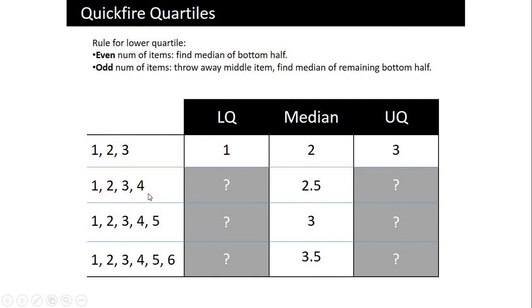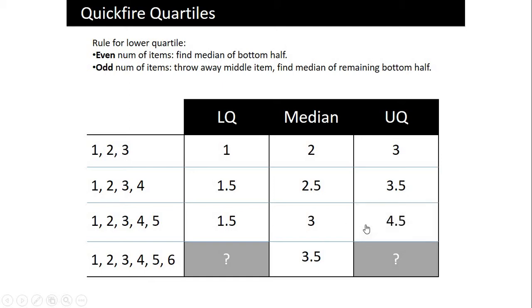Here, for an even set of values, we are splitting the data in the middle and finding the median of the lower two values. So that will be a lower quartile of 1.5, and the upper quartile will be midway between 3 and 4, so 3.5. For the values 1 to 5, we're ignoring the 3 in the middle, which is the median, and we're finding the median of the lower values, so halfway between the 1 and 2, the lower quartile will be 1.5. The upper quartile will be halfway between the 4 and 5, so we get 4.5.